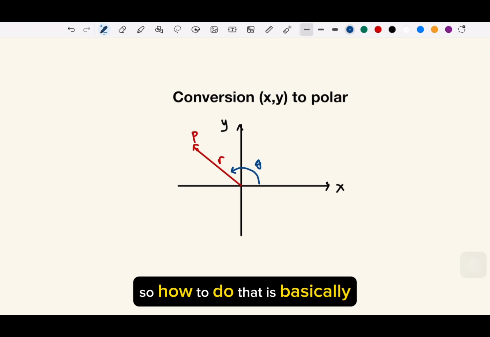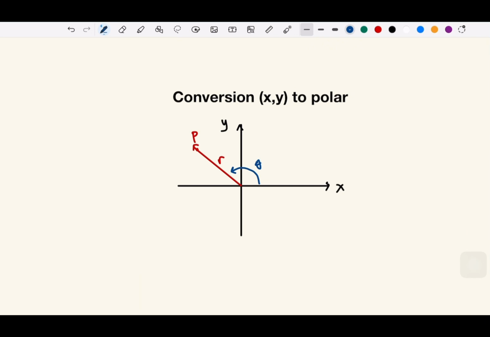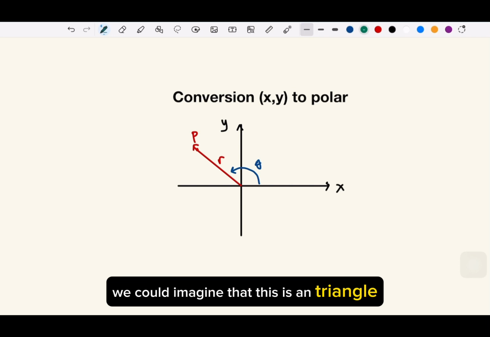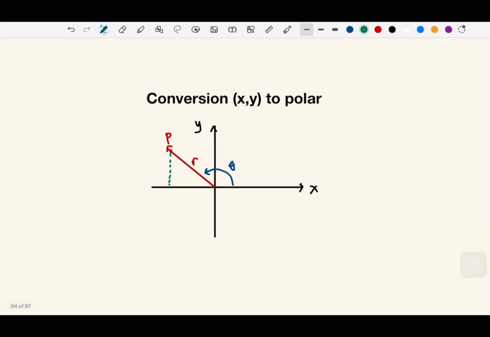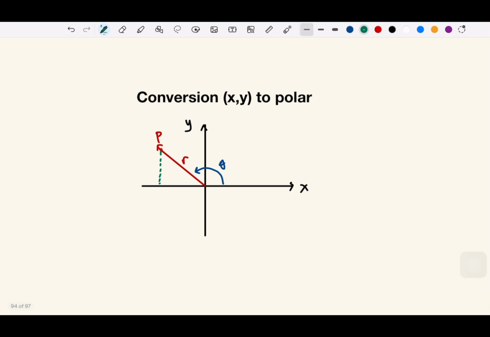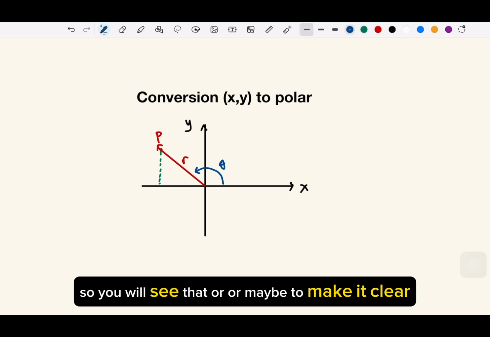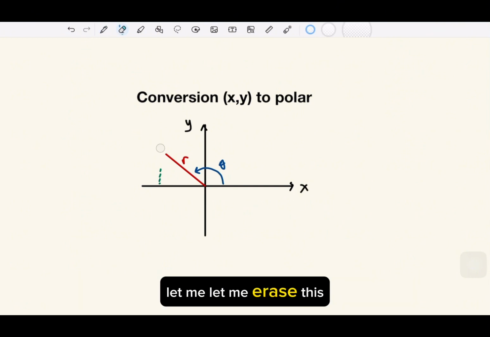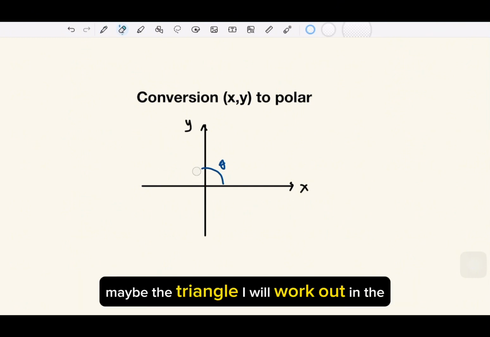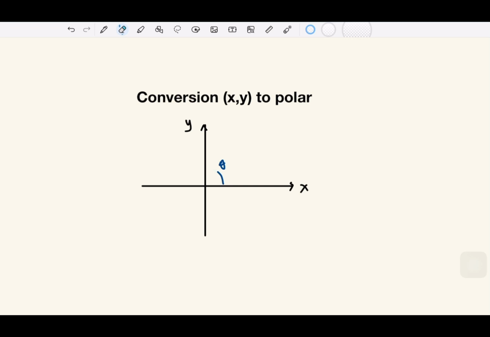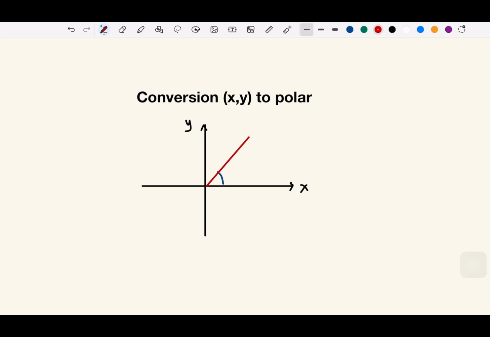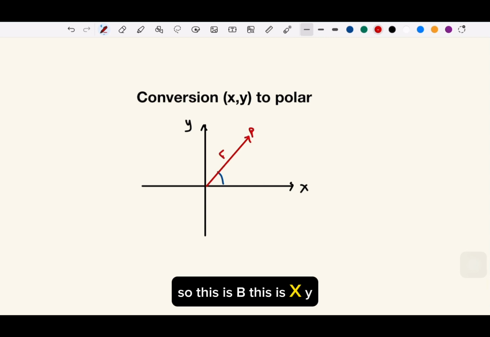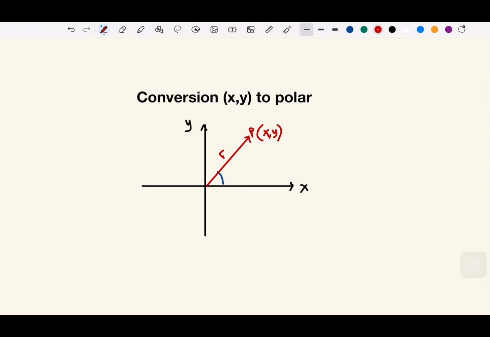So how to do that is basically we could imagine that this is a triangle. To make it clear, let me erase this. Maybe the triangle I will work out in the first quadrant like this. Okay. So this is P, this is (x, y), and this is theta.